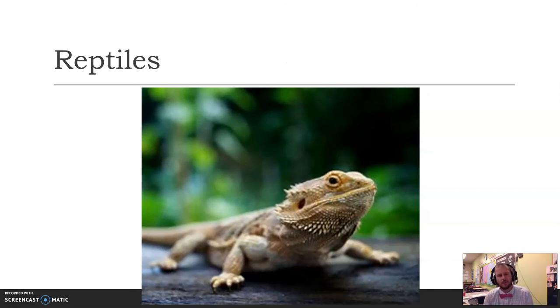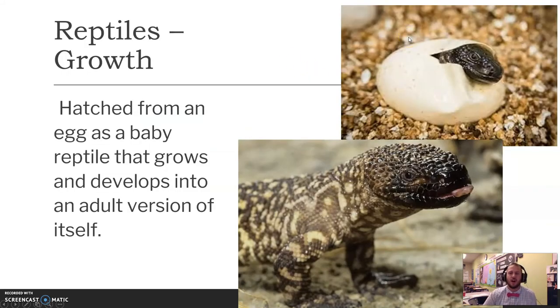Reptiles. Reptiles have a very similar look to amphibians. However, where amphibians are generally going to have a moist skin, reptiles are going to be dry. Reptiles are hatched from eggs. If you look in the top right there, it doesn't look like it's hatching quite like a bird's egg does, where it breaks through the shell, because a lizard's egg is a little more leathery and less just breakable.